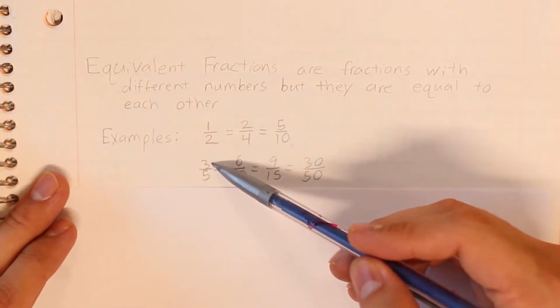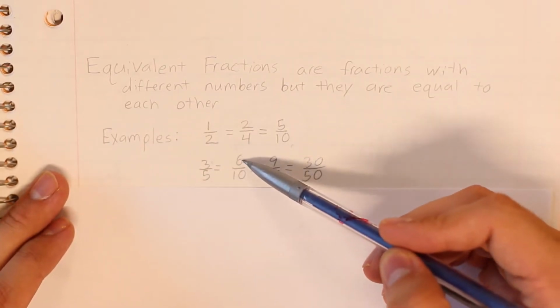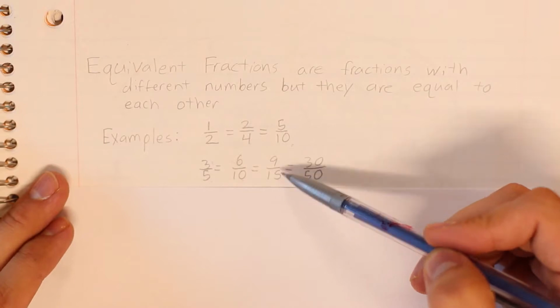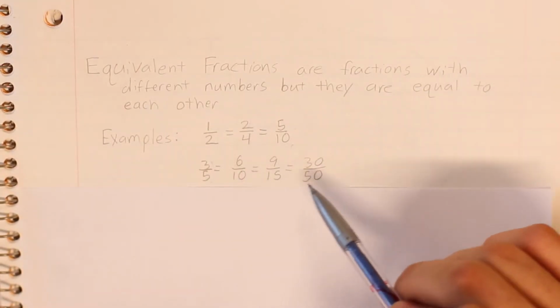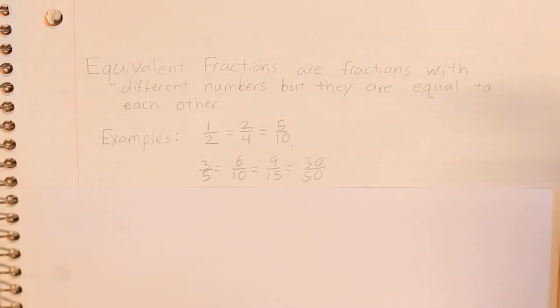Here's another example. 5 over 3 is the same as 6 over 10, 9 over 15, or 30 over 50. They're all equal to each other. They look different, but they're the same overall number. They have the same value, you could say.